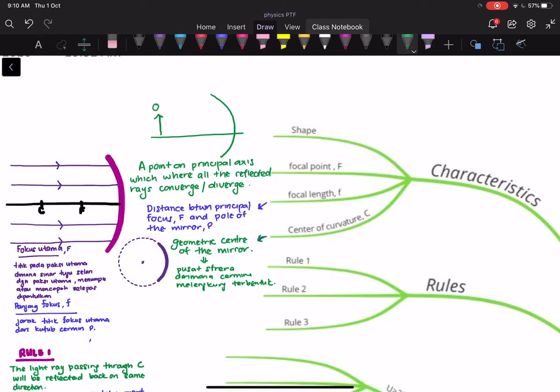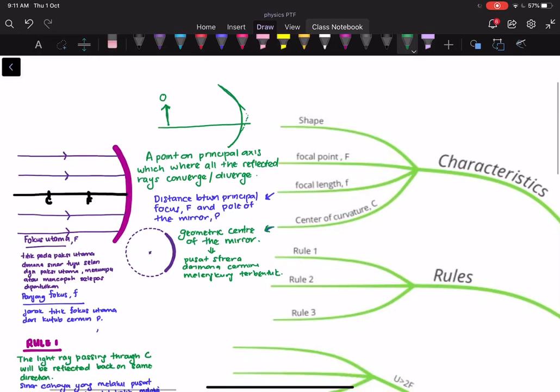Yeah, it's as though you are going inside a cave. This is you standing here, and therefore as though you are going into the cave. Can you see? Okay, so as though you are going inside a cave, it's like muncung ke dalam. Yeah, of course it's curved, but towards in. The name is concave mirror here. Okay, that's the first thing on the shape.